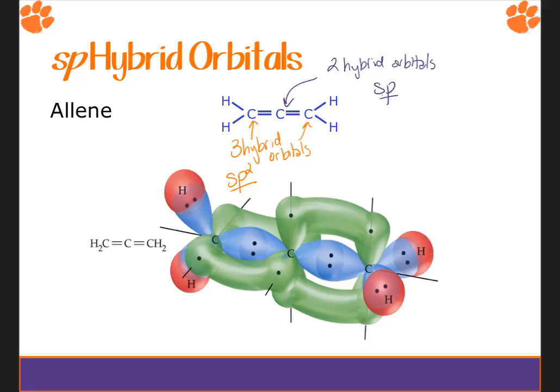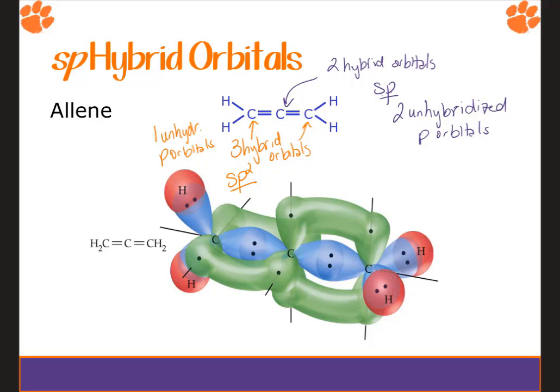So 1, 2, s and p. And again, that's what we see, right? We see our sigma bonds around our central carbon atom. So we've got 1 and 2 hybrid orbitals there. If we just have 2 sp hybrid orbitals, that means we have 2 unhybridized p orbitals on that central carbon. And on our outside carbons, we have 1 unhybridized p orbital each.